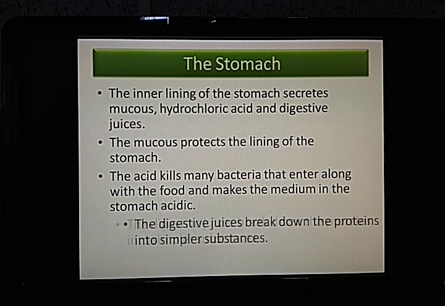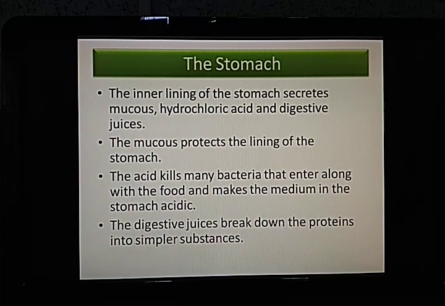Now moving on, the digestive juices break down the proteins into simpler substances. Not only the proteins, but also many other complex substances like carbohydrates, fats, etc. are broken down by these digestive juices. There are different kinds of digestive juices. Not only the stomach secretes these digestive juices, there are also other organs which secrete some of the digestive juices that help us in the digestion process. We'll come to that in our upcoming slides.